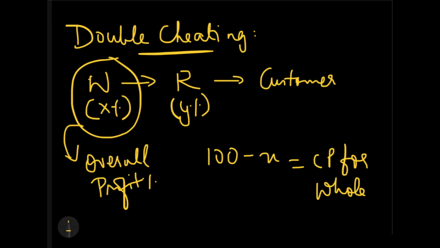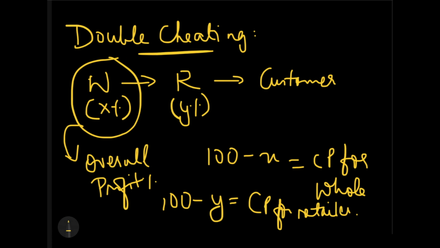Now, what happens in the case of the retailer? Any idea what happens in the case of the retailer? Retailer will be like, okay, retailer is giving 100 minus y. So this is again, I know that it is not something for the shortcut process and needs a little bit more knowledge on the retailer and the wholesaler side, but still you can just keep it in your mind that the CP for the wholesaler will be 100 minus x and the CP for the retailer will be 100 minus y.